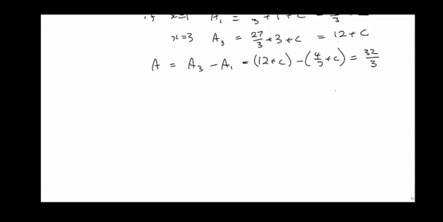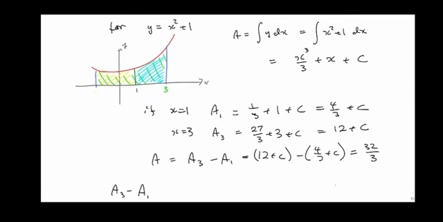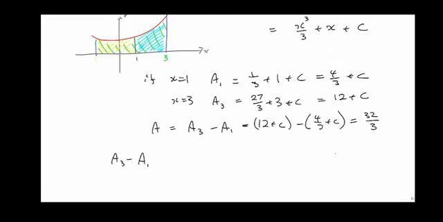So A3 minus A1 is the difference of the values of the integral when x is 3 and x is 1. And as we know, we write that as the definite integral between 3 and 1 of x squared plus 1 dx.